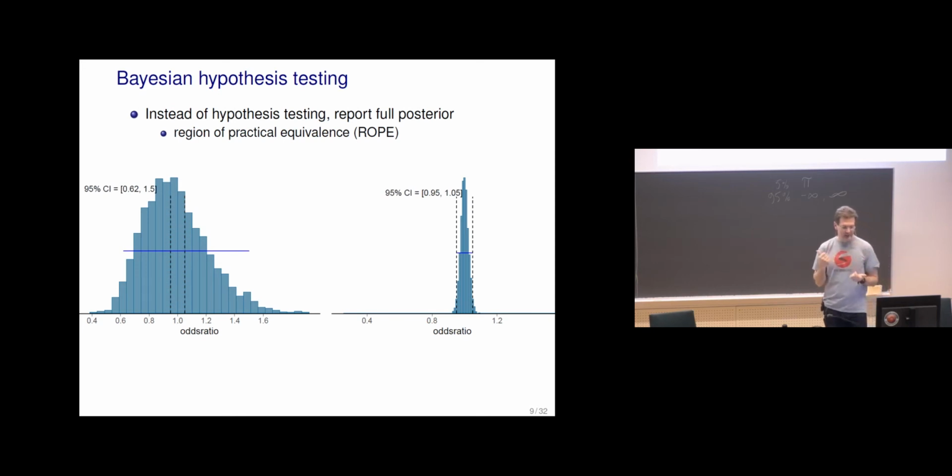And for the combination, there's a difference now that the interval is actually inside the region of practical equivalence. So it could be inferred that we have very strong information that there's nothing interesting to see, but it was also possible to see here that the probability that this would be outside of the region was very small.